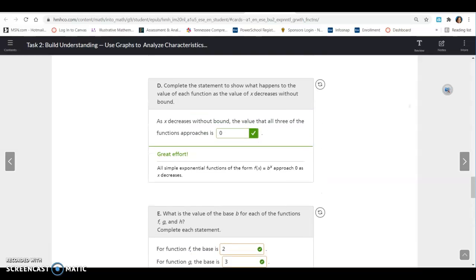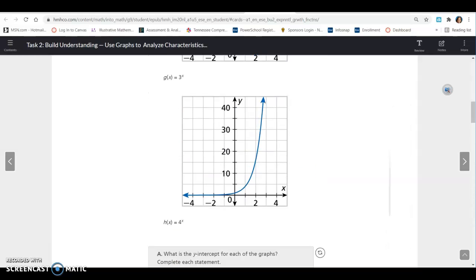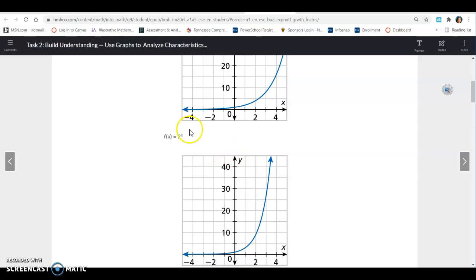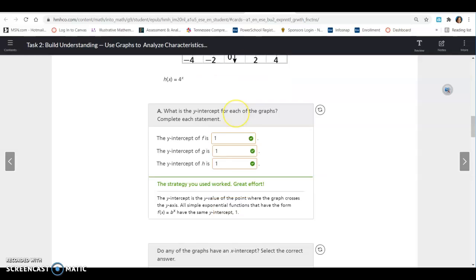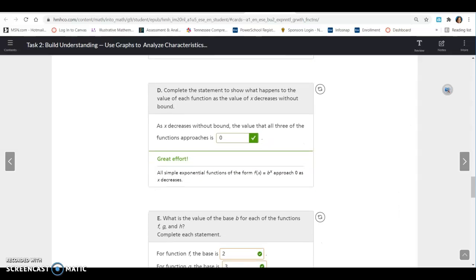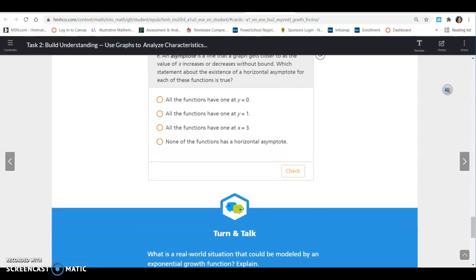If we go back up here and look, we show that each one is approaching 0. So that is y equals 0, and that would be our asymptote. So all three graphs are approaching 0.